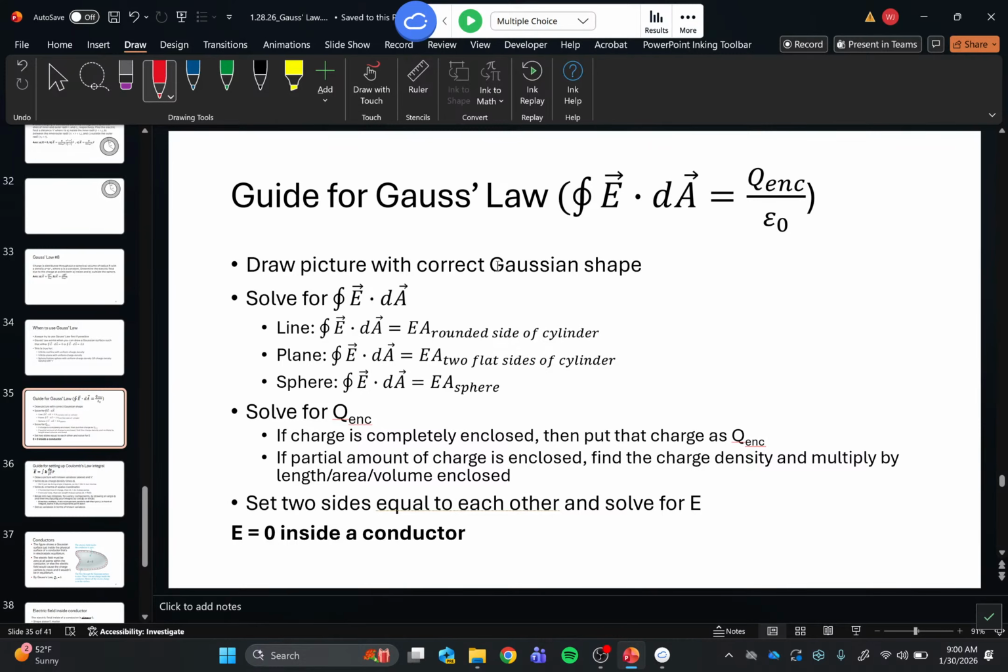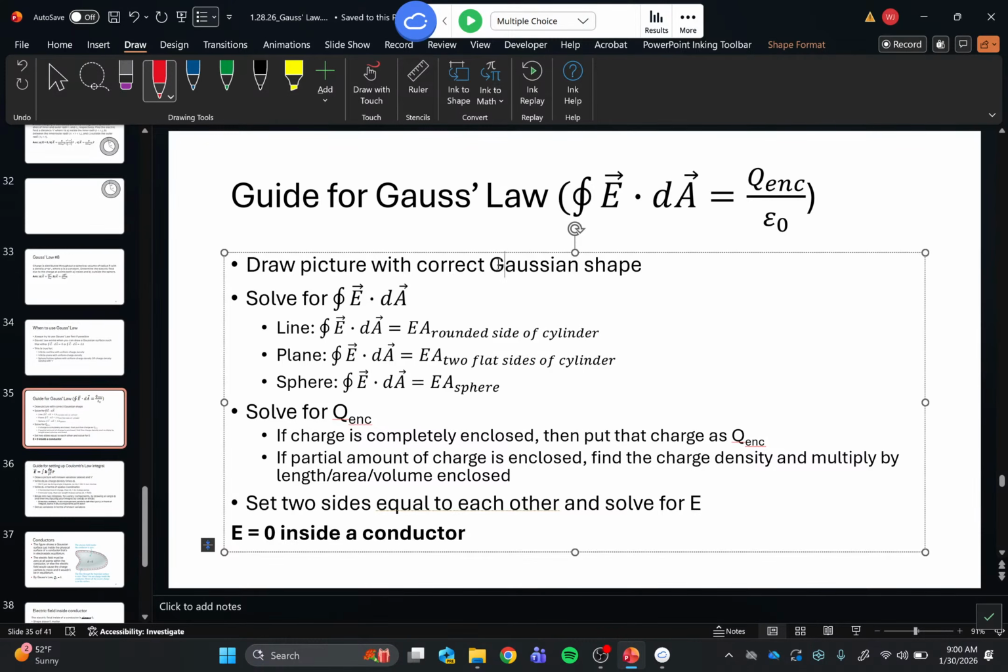First step when solving these problems, draw the correct Gaussian shape. We just discussed what those were. Solve for E dot dA. If it's a line of charge, you do E times the rounded side of the cylinder. That's what we just showed. If you have a plane, E times the area of the 2 flat sides, the top and the bottom. I didn't call them top and bottom because top and bottom is relative. It could be left and right. If you want the sphere, it's E times the area of the sphere. So I just derived all of those.